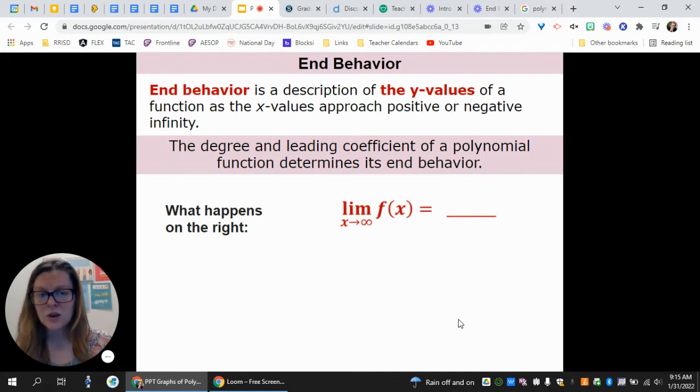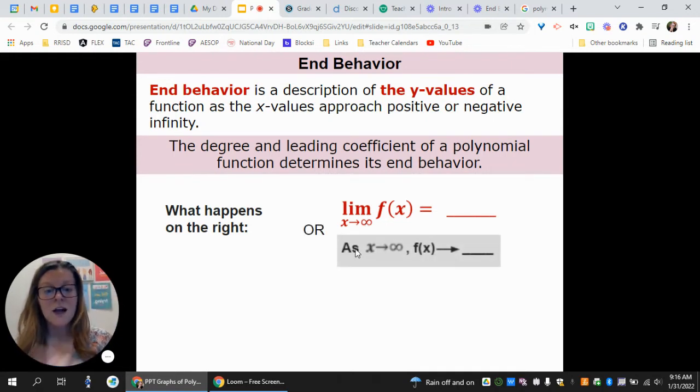Y'all are going to see this in pre-cal and calculus, and we're going to read this as the limit of f of x, so f of x just being our polynomial that we're looking at, as x approaches infinity. So now that is telling us, hey, on your graph, go as x approaches infinity, so look to the right and tell me what's happening to your y values. And then similarly, we could also write it as x approaches infinity, f of x approaches, and then you're just telling me what's happening to the y values of your graph.